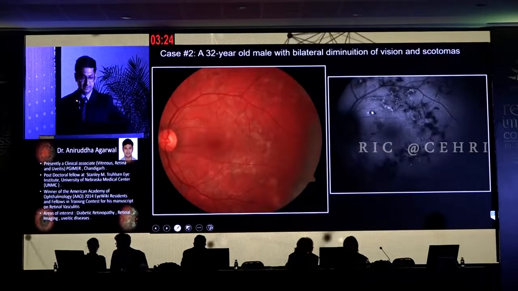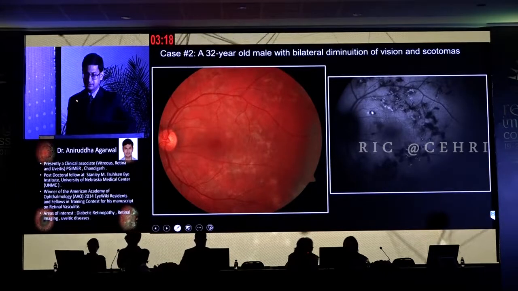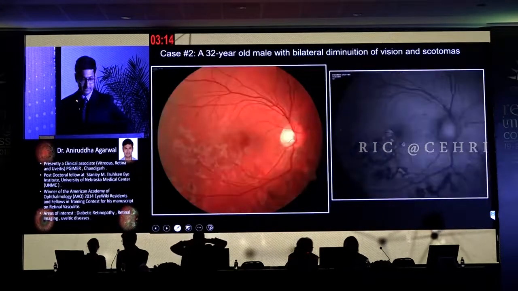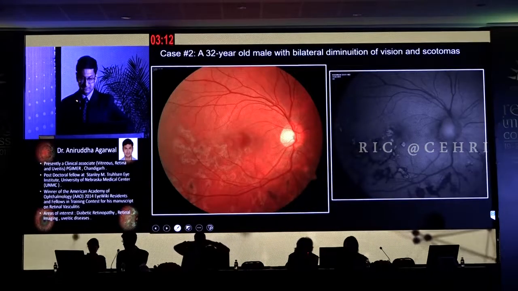Let's move on, and this is a case of a 32-year-old male with bilateral diminution of vision. We're looking at the left eye here, and the autofluorescence shows you the active disease. It's serpiginous-like choroiditis, and this is the right eye of the same patient. If you look at the combined fluorescein and ICG, and focus here on the ICG, you see the central area here where you have hypo, and it continued to remain hypo in the late phase, suggestive of choriocapillaris ischemia.